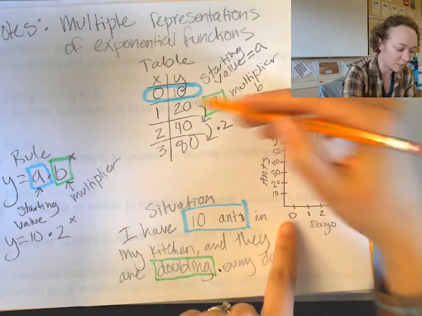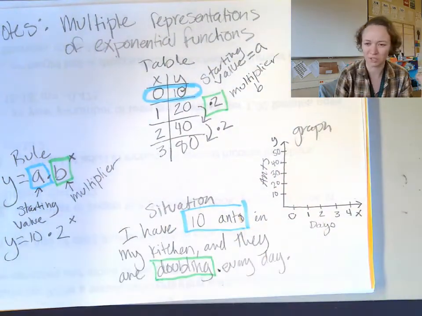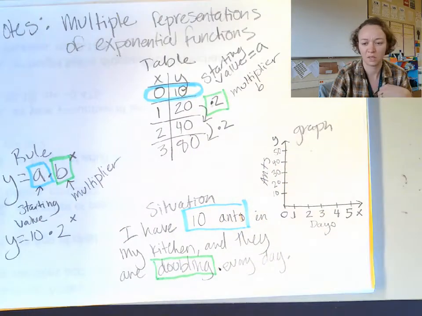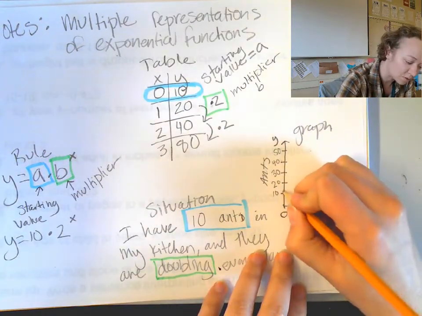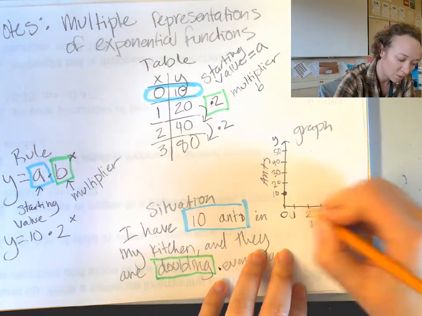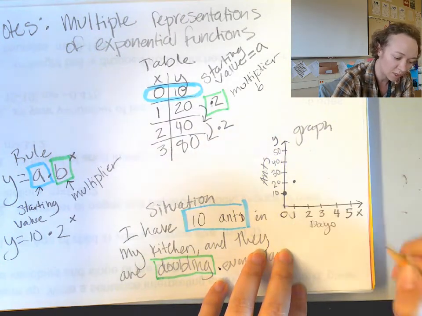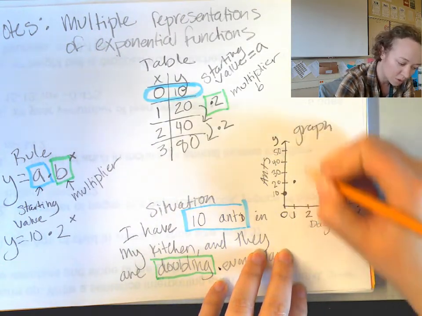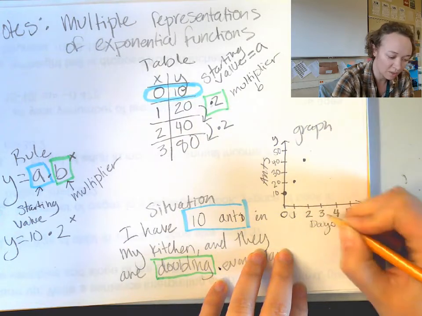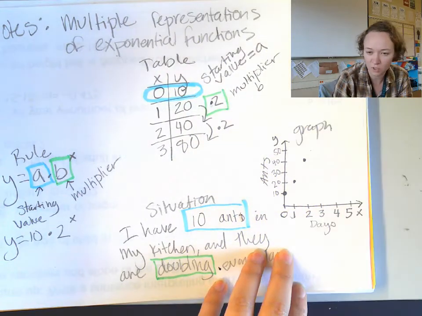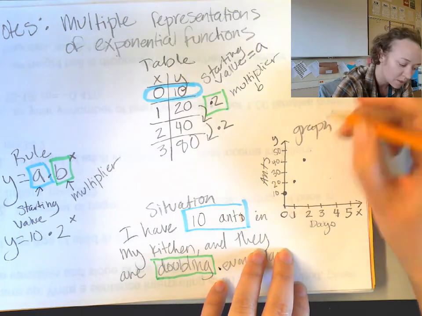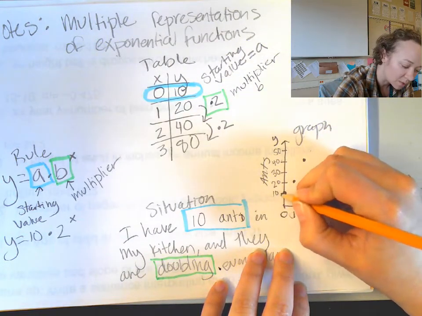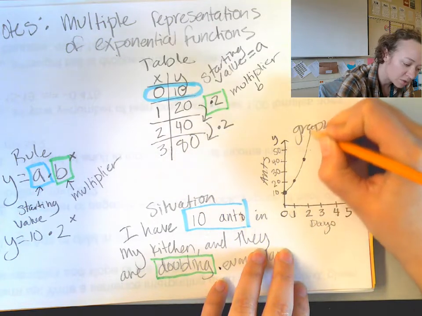So then I plot my points. Why did I not put 0 at 0? I'm going to fix that. That's better. 0 at 0. So 0 is 10, 1 is 20, 2 is 40, 3 is 80, which is off the graph, but I can see that it would be way up here somewhere. So I can connect my points and show this going up.